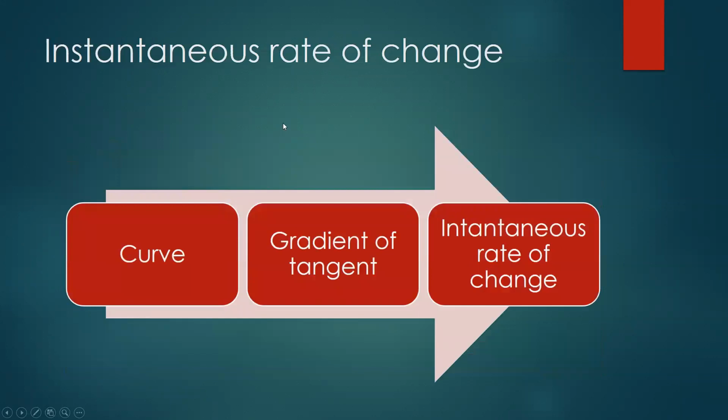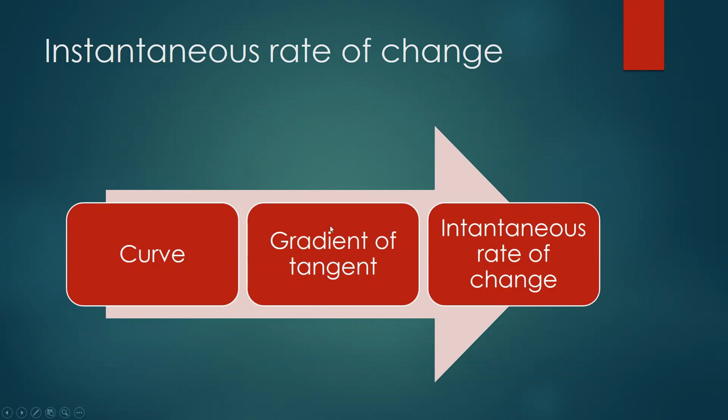So first of all, what do we need to do if we want to find out the instantaneous rate of change? The first thing we need to do is find the equation of the curve, or the equation of the function. Take a look at the question and find out what it is asking, and also understand what the variable represents in the equation. After you get the curve, you can start finding the gradient of the tangent. So what does this mean?